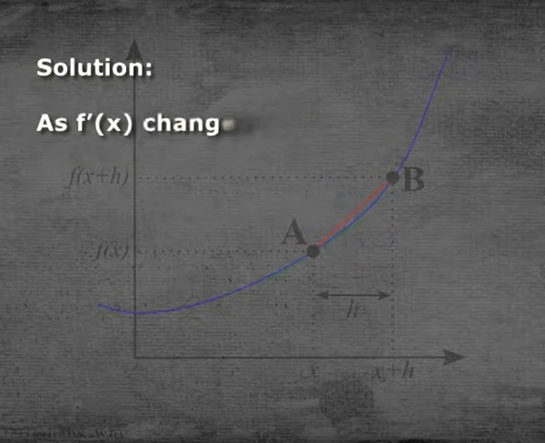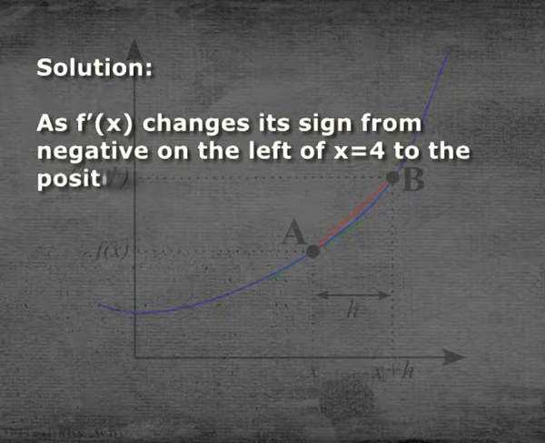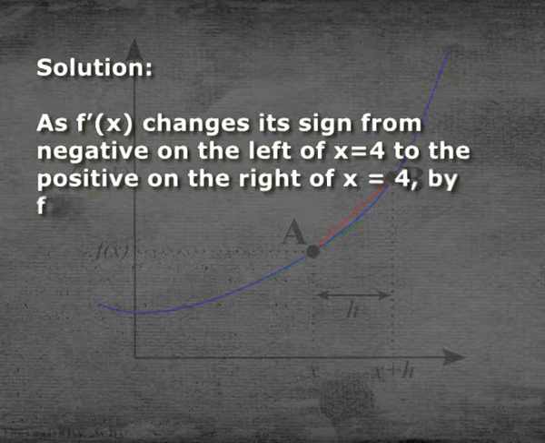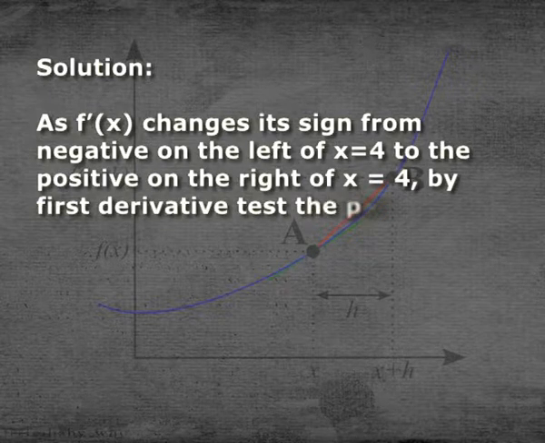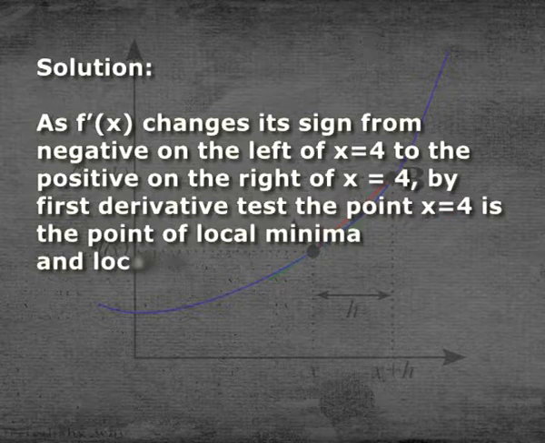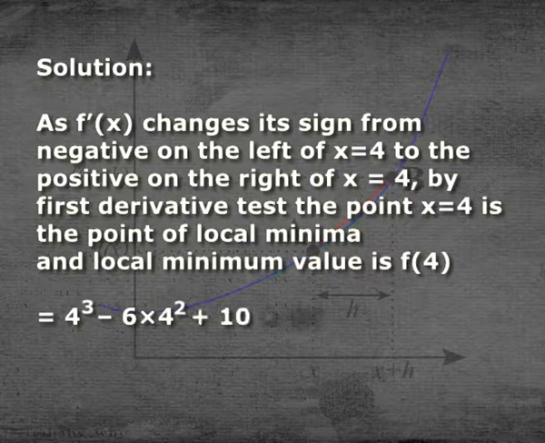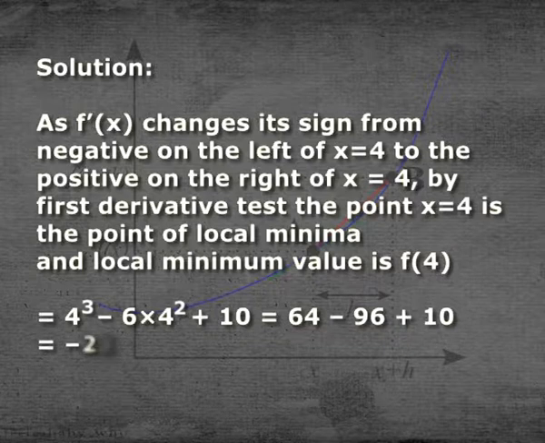So as f dash x changes its sign from negative on the left of x equals 4 to positive on the right of x equals 4, by the first derivative test, the point x equals 4 is a point of local minima, and the local minimum value will be f of 4, that is equal to 4 cube minus 6 into 4 square plus 10, so that is 64 minus 96 plus 10, which is finally giving us minus 22.